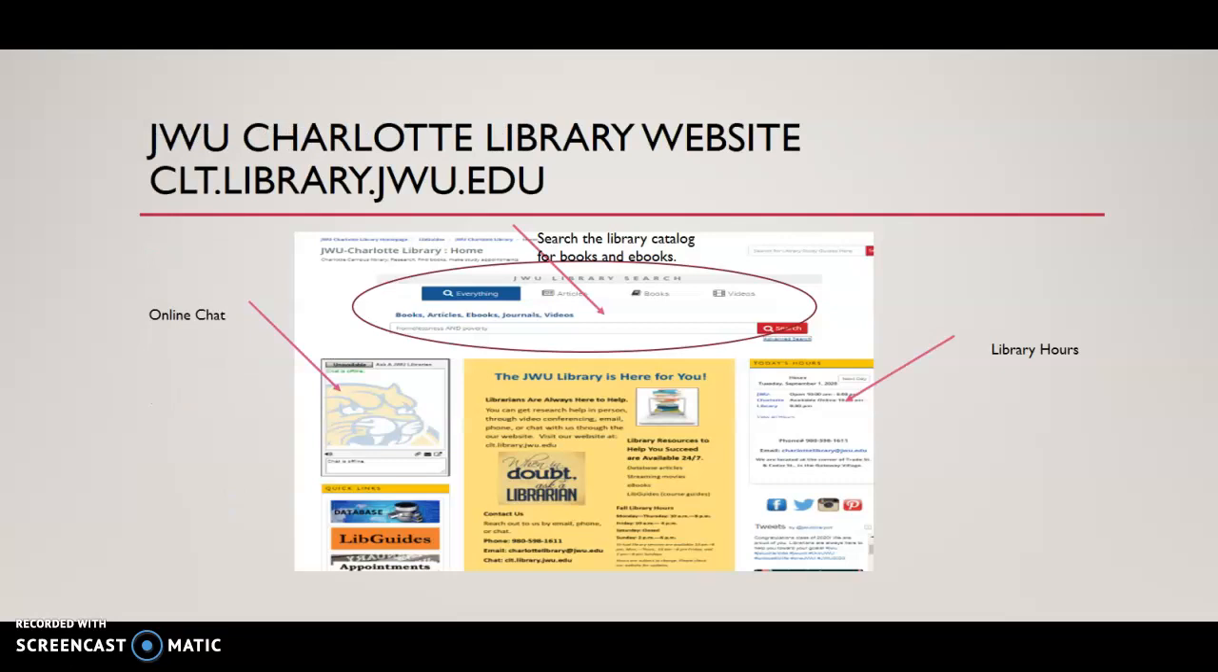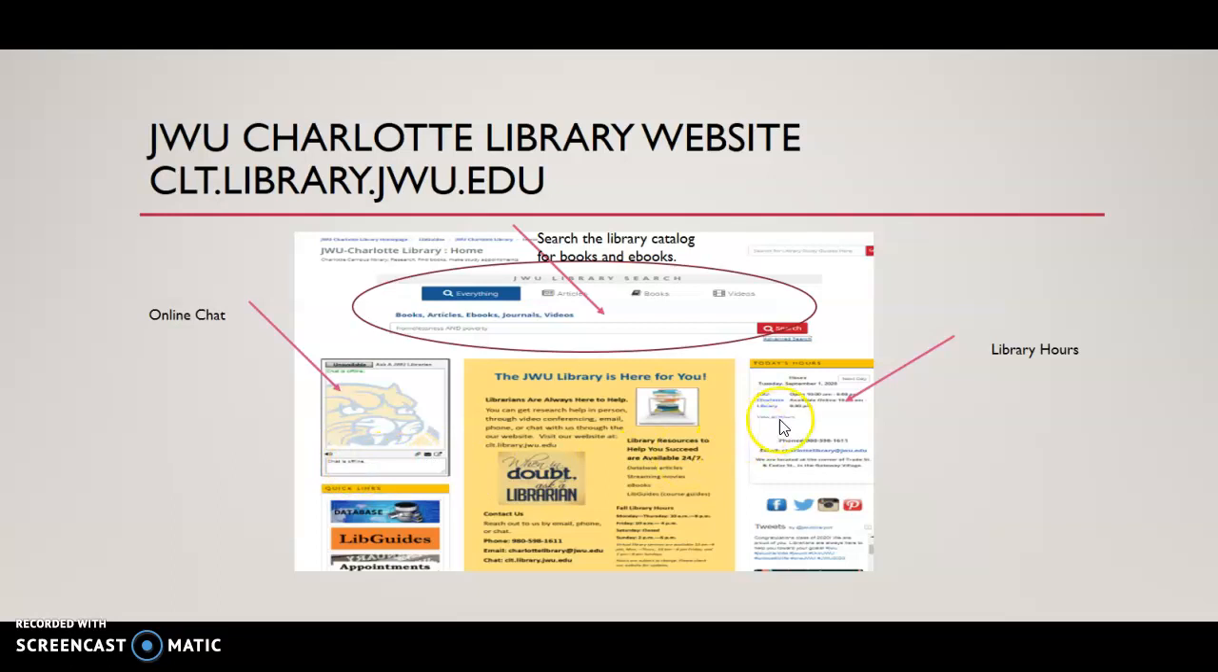Here's a picture of the library website, which can be found at CLT.LIBRARY.JWU.EDU, as you can see here at the top. And so as we look at this screenshot, on the left-hand side of the page, there's a chat box. If the chat box says that a librarian is available, feel free to enter a question and chat with us.